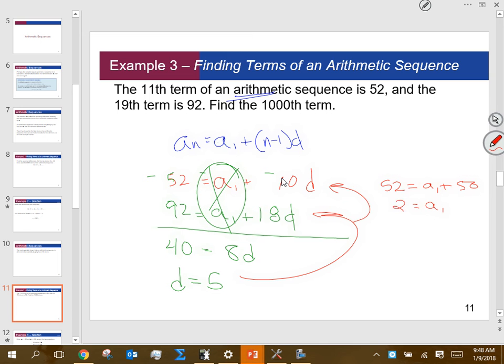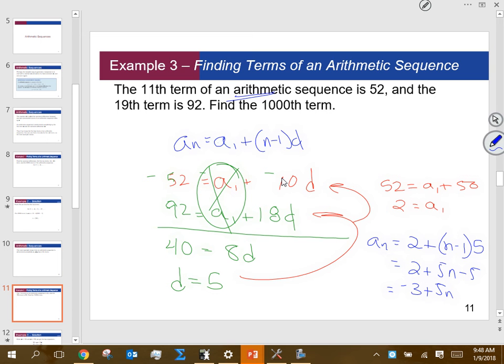2. Okay, so now we have the ability to say that for this sequence, the rule for it is, every arithmetic sequence follows this rule. It's A sub 1 plus n minus 1 times D. Obviously, that gives me 2 plus 5n minus 5. That gives me -3 plus 5n. And that's my rule then for this sequence.